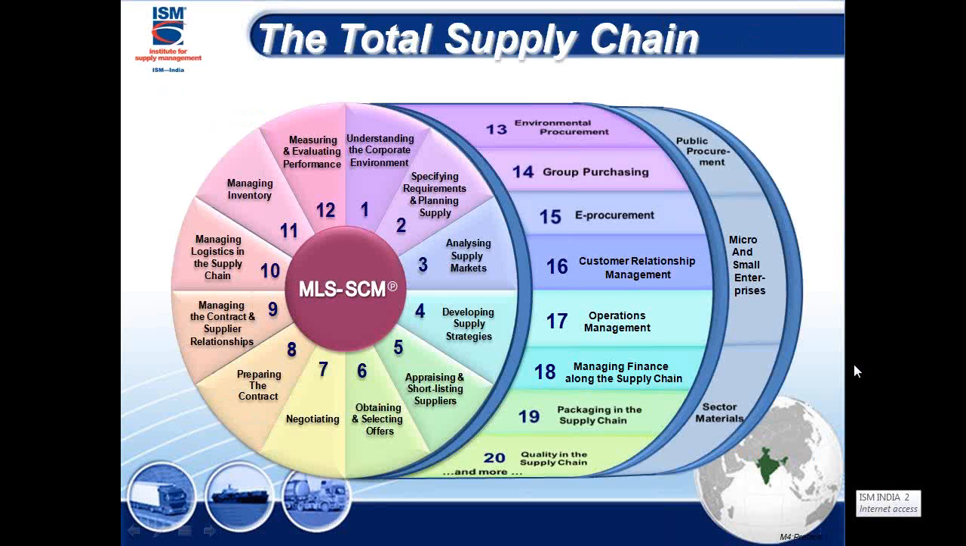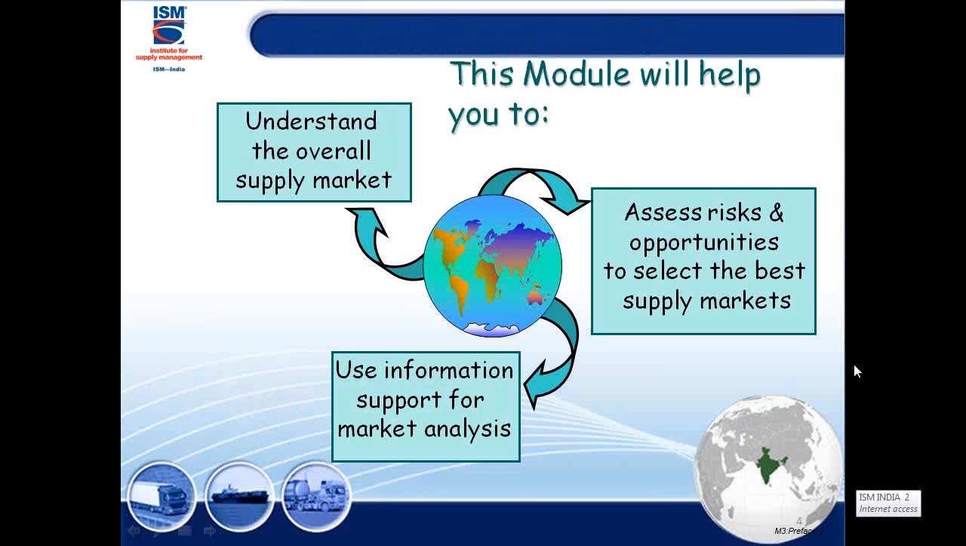Now, as you know, the total supply chain covers around 20 modules. We have already covered number 1, understanding the corporate environments. We have covered specifying requirements and planning supply. And the third one is analyzing supply market. And after this afternoon, we'll be covering developing supply strategy.